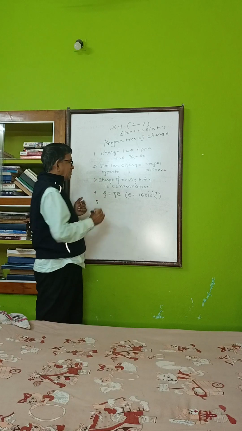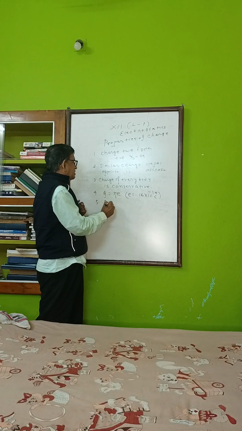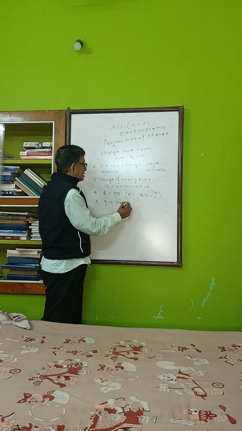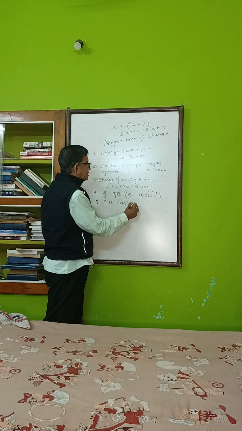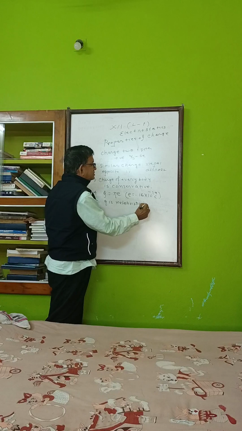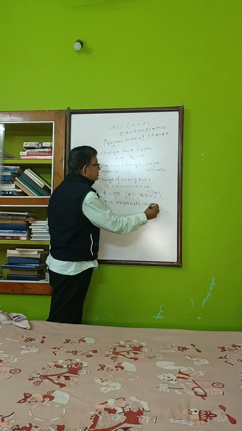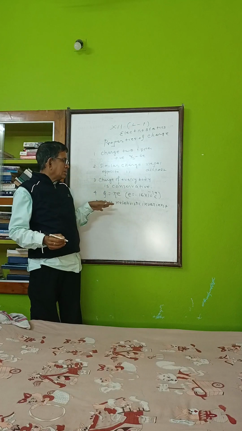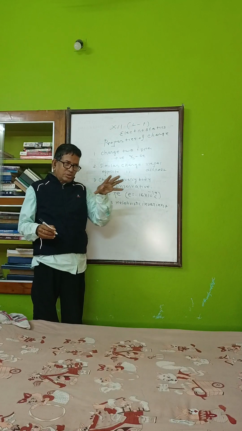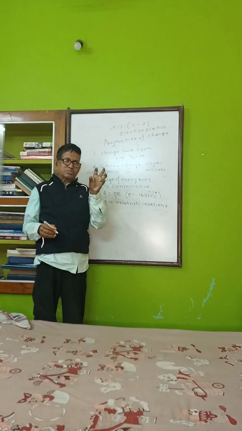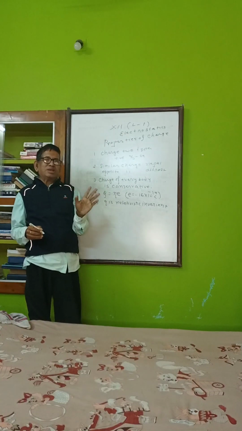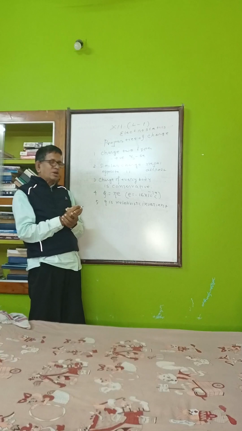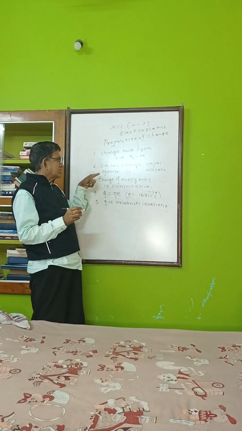Next, number 5: charge Q is relativistic invariant. This means if a body moves with the velocity of light, the charge of the system remains unchanged. There is no relativistic effect observed on the charge.